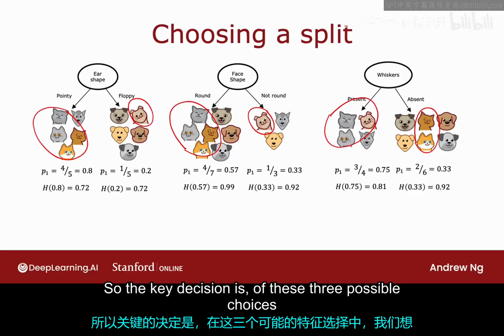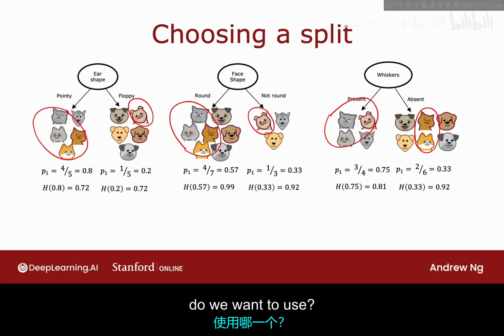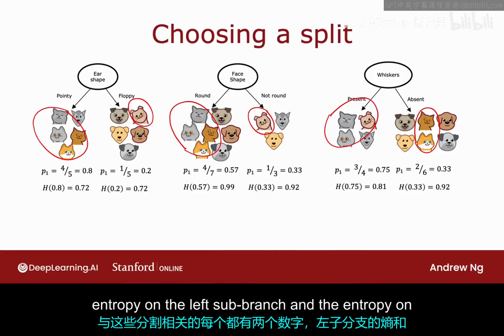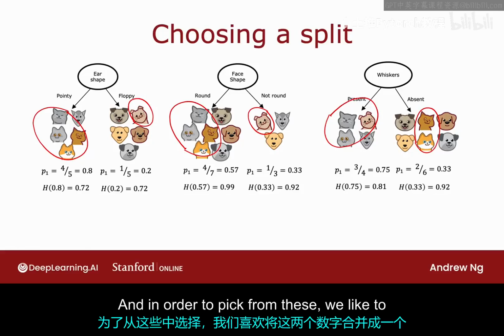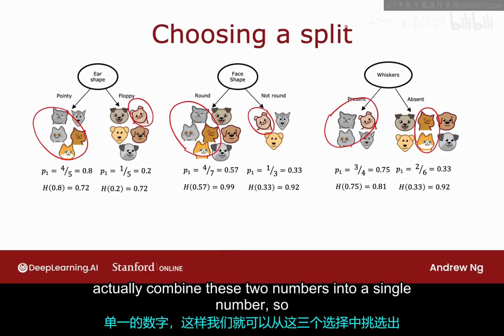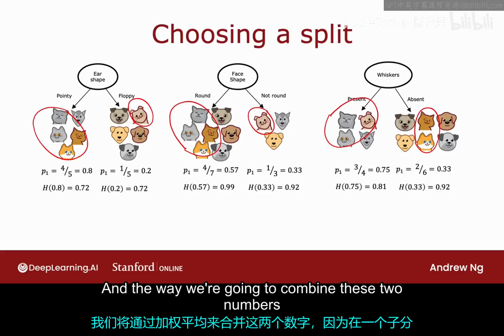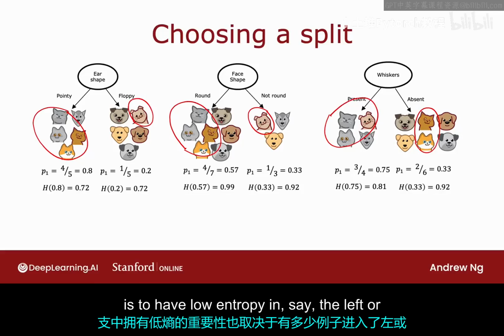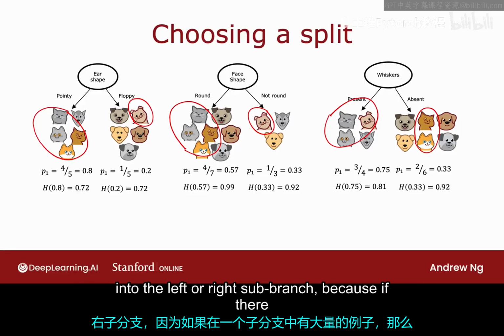So the key decision is, of these 3 possible choices of features to use at the root node, which one do we want to use? Associated with each of these splits are 2 numbers, the entropy on the left sub-branch and the entropy on the right sub-branch. And in order to pick from these, we'd like to combine these 2 numbers into a single number, so we can just pick which of these 3 choices looks best. And the way we're going to combine these 2 numbers is by taking a weighted average, because how important it is to have low entropy in, say, the left or right sub-branch also depends on how many examples went into the left or right sub-branch.